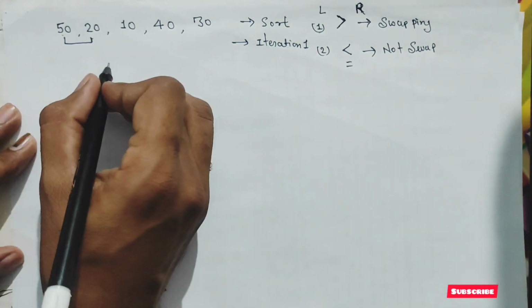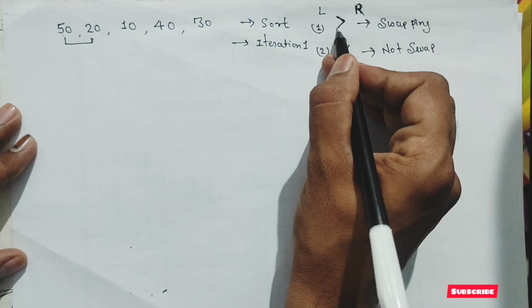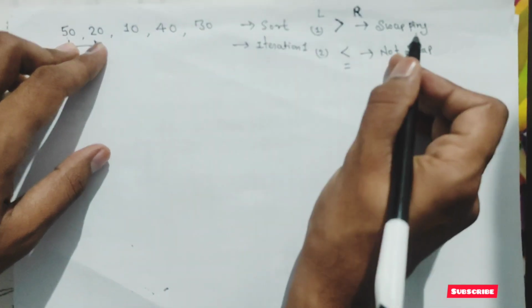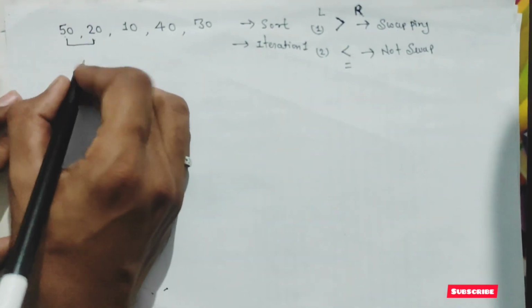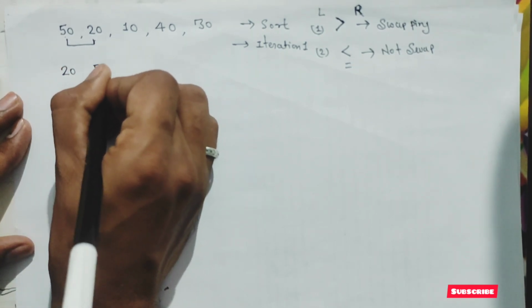So let's see, 50 and 20: 50 is greater than 20. So what will happen? We will swap it. Swapping will be done. So 20 will come here and 50 will come here.